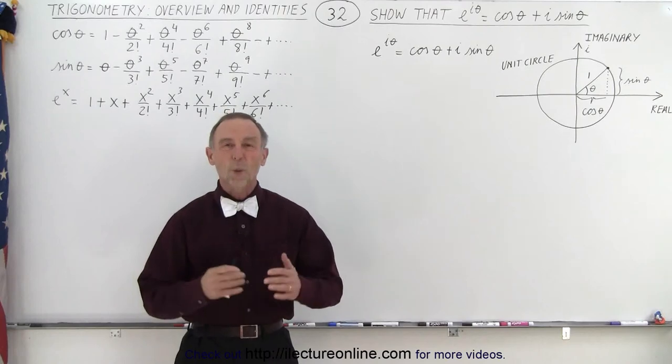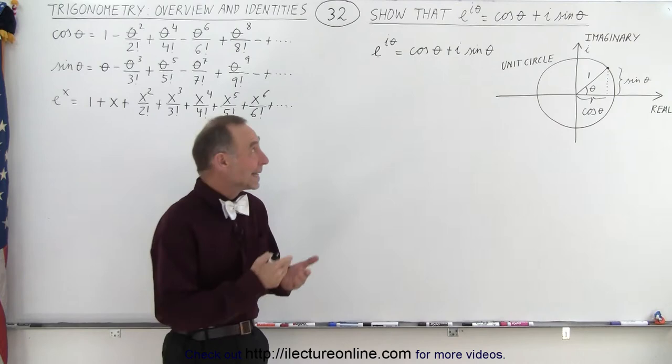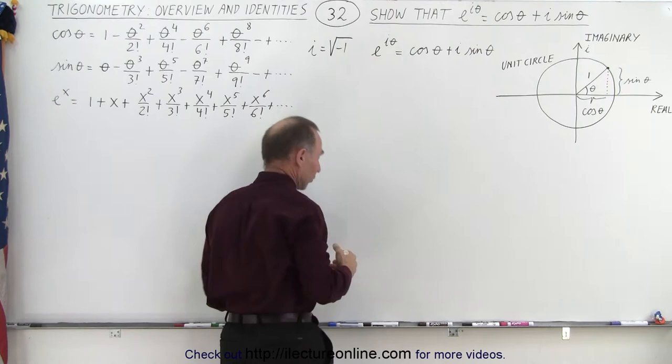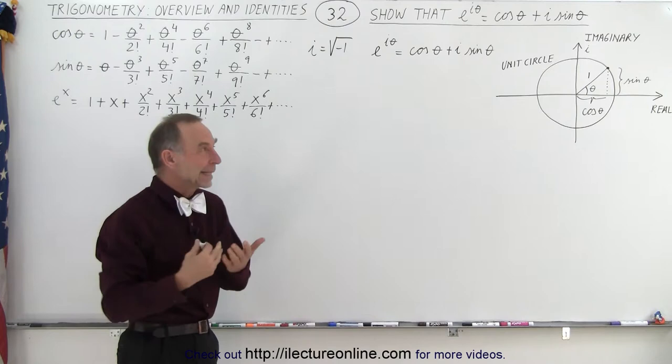In this video, we're going to show you why e to the i theta is equal to the cosine of theta plus i times the sine of theta. Of course, we need to remember that i is equal to the square root of negative 1. So it's an imaginary number. It doesn't really exist, but there are a lot of applications for which it's just perfect.